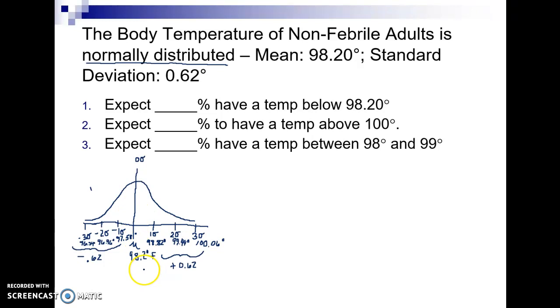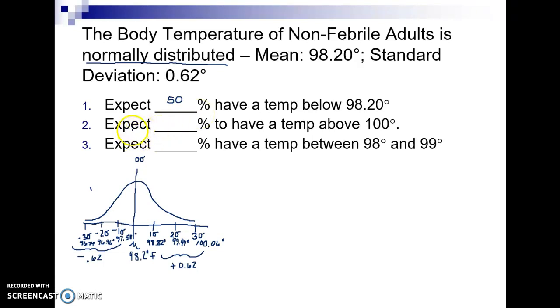And I know that the mean is in the middle because the mean, the median, and mode are the same with normally distributed data. I know this graph is symmetrical, and so I would expect 50% of the temperatures I take to fall below. I would also expect 50% of the temperatures I take to be above. All right, so let's take a look at the next one.